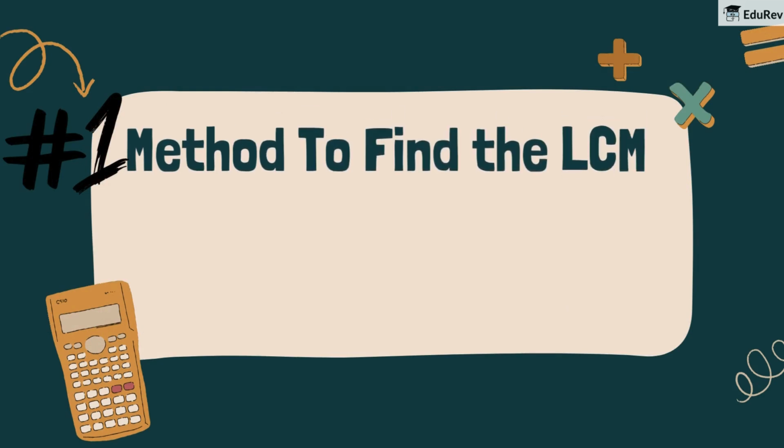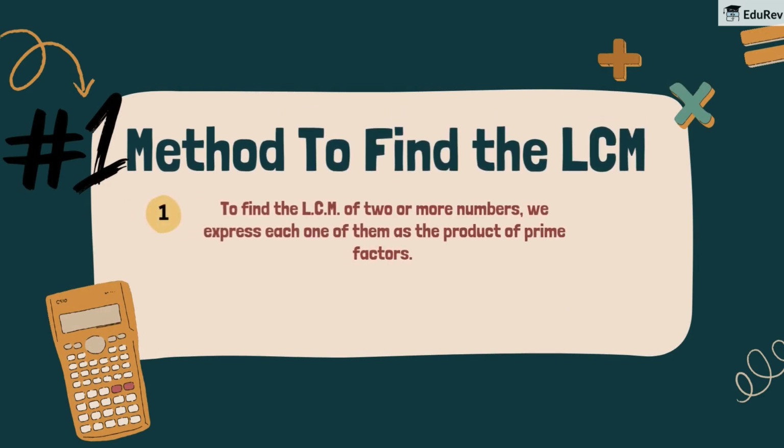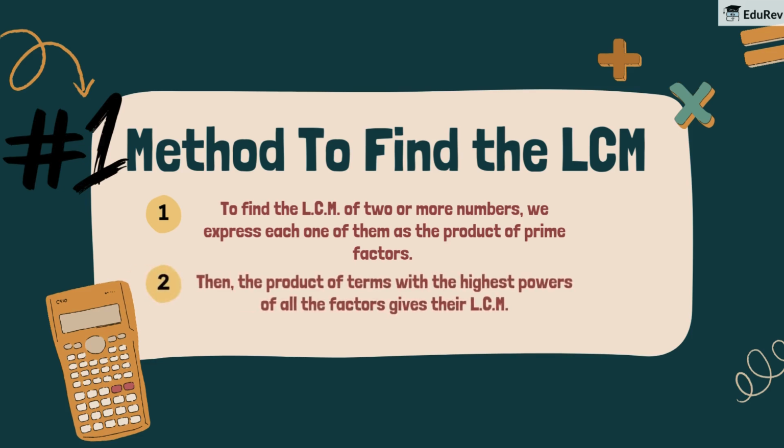Now, let's move on to LCM. To find the LCM of two or more numbers, we can use the prime factorization method. We express each number as the product of prime factors, and then the product of terms with the highest powers of all the factors gives us the LCM.